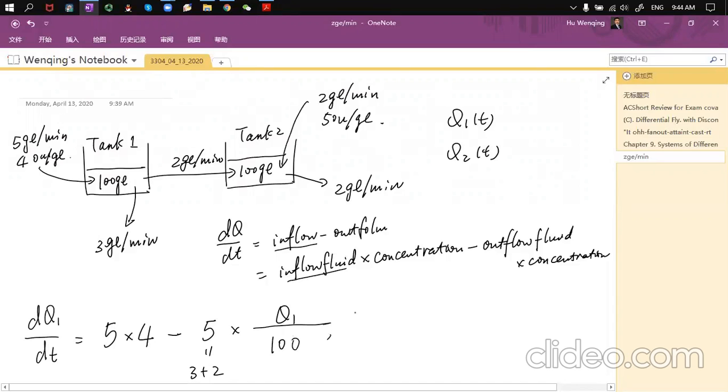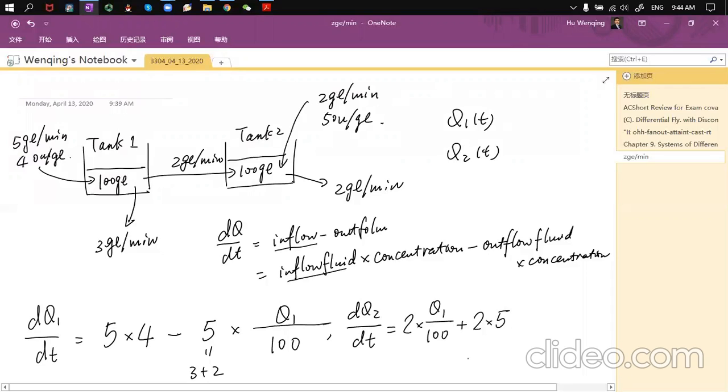But if you do Q2, then you're going to have similar principles. The dQ2 has an inflow fluid. The inflow fluid has two sources, which is here and here. Is that good for everybody? Right? So the 2 gallons per minute is the inflow fluid rate multiplied by the concentration, which is Q1 divided by 100. That's the concentration. And you also have an inflow 2 multiplied by 5 ounces per gallon. That's a 5. That's another inflow fluid.